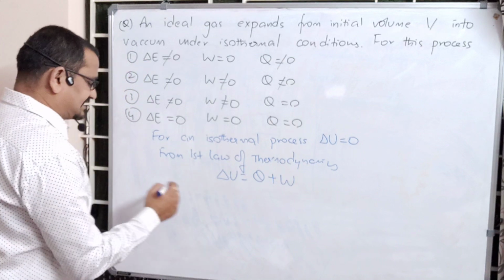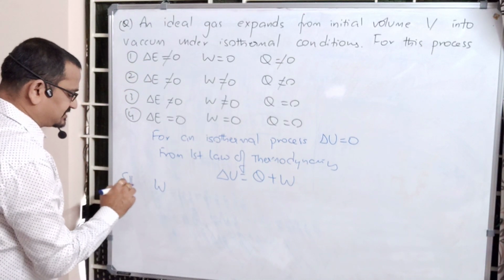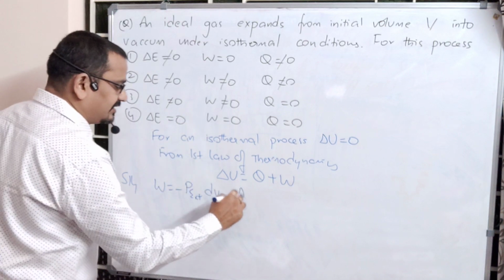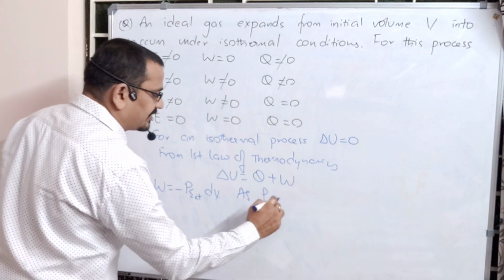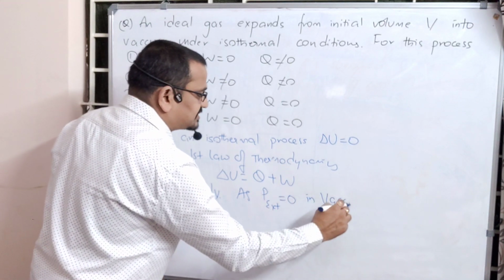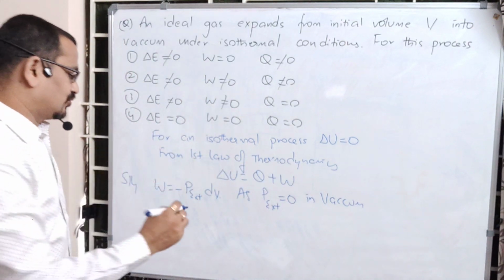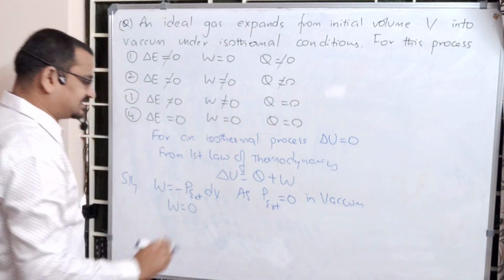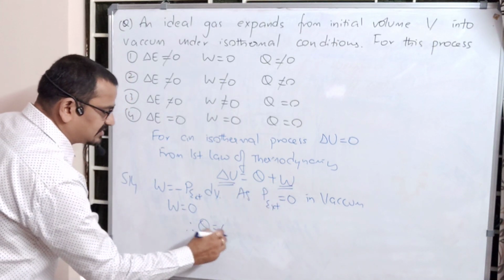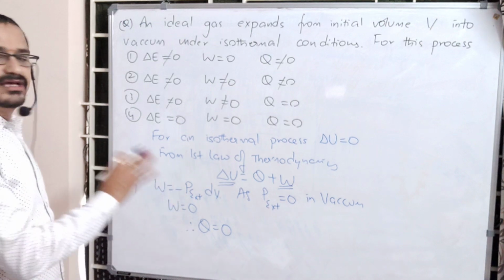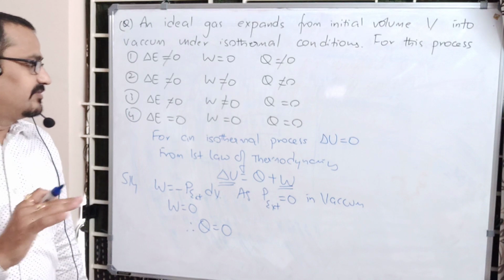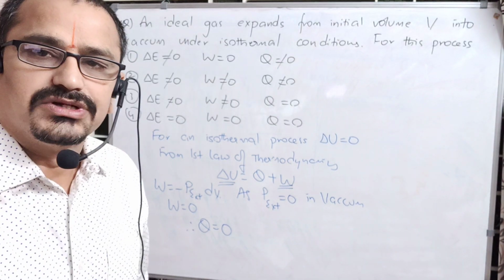So this is 0. Similarly, work done equals minus P external into dV. We are aware of this relation. As the external pressure is 0 in vacuum, W, work done, is also 0. Delta U is 0, work done is 0. Therefore, heat content is also 0. So accordingly, we have to choose the option. So this is another model question from thermodynamics. Let us discuss one more question.